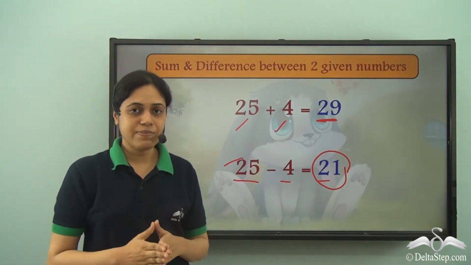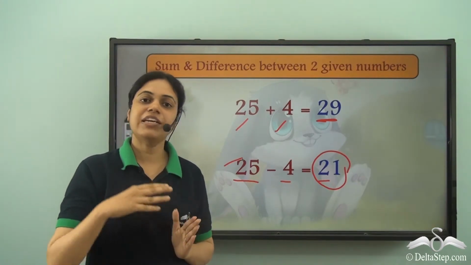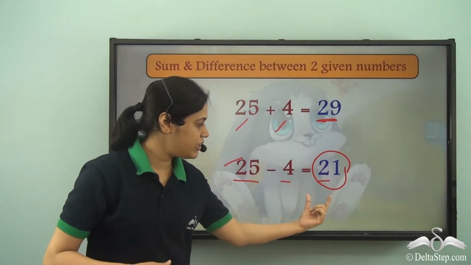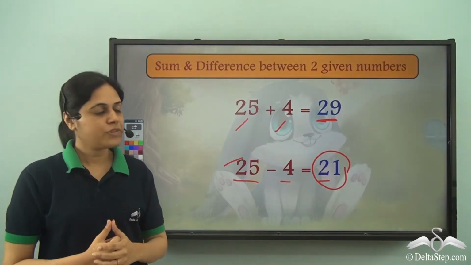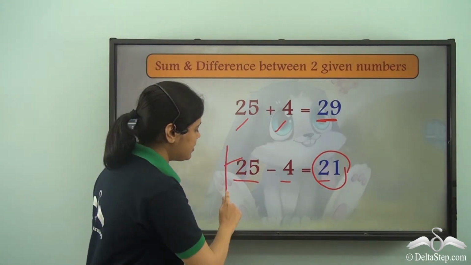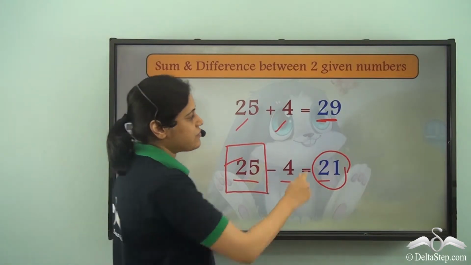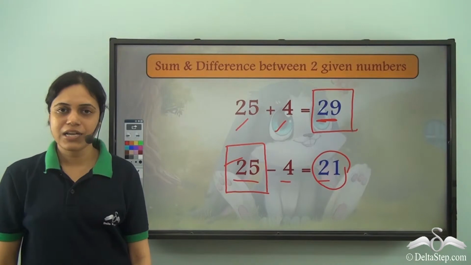So what does this mean? This means that when we add, we get larger numbers, and when we subtract, we get a smaller number. This number is smaller than this number. So in subtraction, the first number will be the largest, whereas when we add, the sum or the last number will be the largest.